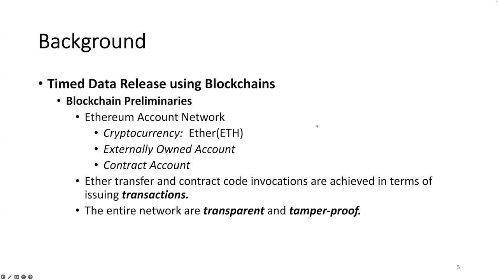I will first introduce some preliminaries. We consider the Ethereum account network, which consists of the following entities. The cryptocurrency flowing over the network is called Ether, and there are 2 types of accounts over the network. The first is called an externally owned account, which is created by real-world users and can transfer Ether and invoke smart contract code. The second type is called a contract account, which contains a piece of smart contract code. Ether transfers and smart contract code invocations are achieved by issuing transactions. The entire network is transparent and tamper-proof.